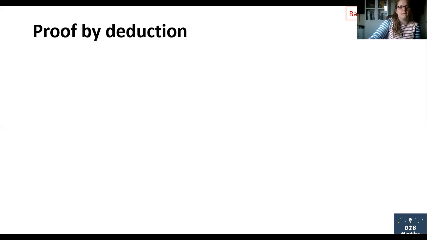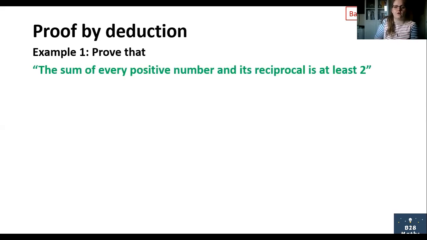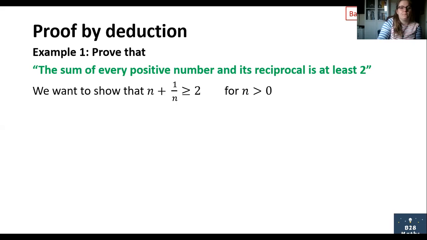So for example, you could be asked to prove that the sum of every positive number and its reciprocal is at least 2. So that's your conjecture. Basically, we want to show that n plus 1 over n is greater than or equal to 2, and our number n has to be greater than 0.